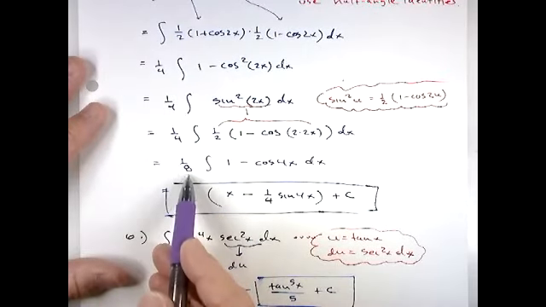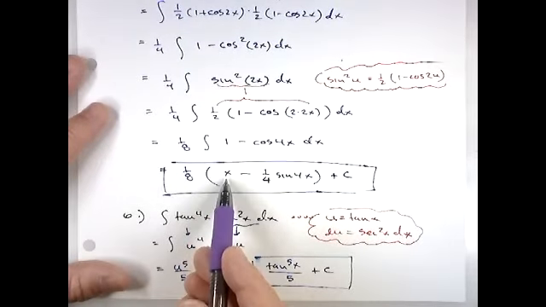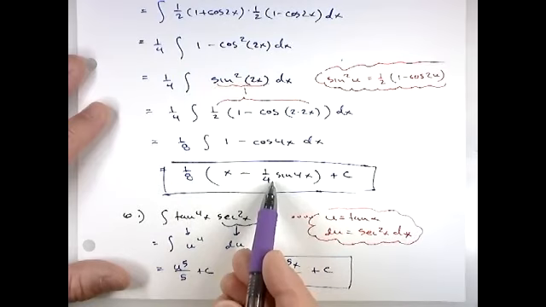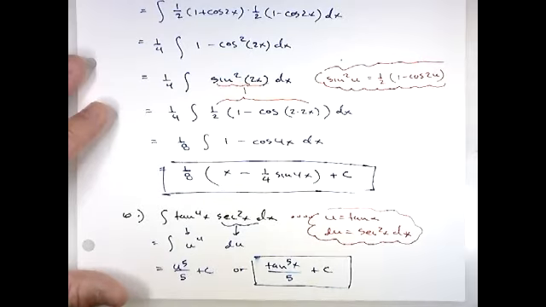Bring the 1/2 out with the 1/4. I got 1/8 now, and now we can integrate 1. This is minus 1/4 sine of 4x plus my constant. Okay, so that's kind of how powers of sine and cosine go.